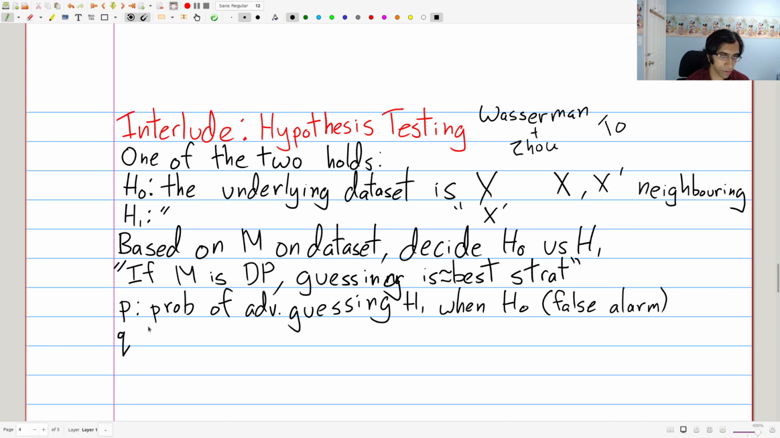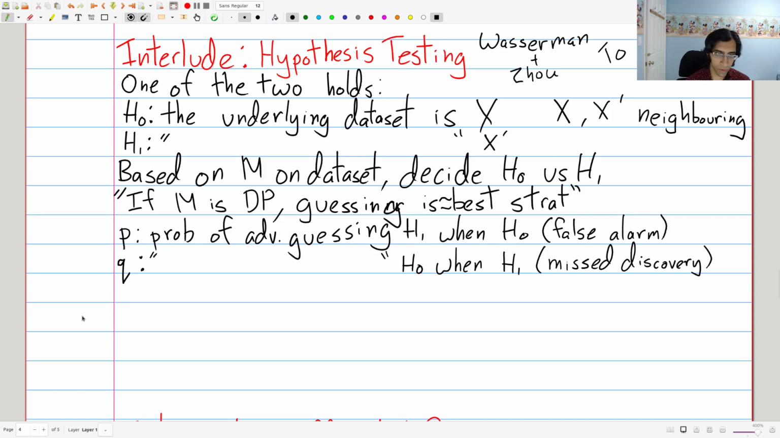And then suppose we also let Q be sort of the opposite. The probability of the adversary guessing H0 when H1. This is sometimes called a false negative or a misdiscovery also. Because you can imagine it should be something exciting happening because we're under H1, the alternate hypothesis. But we said it's H0, which is the null hypothesis. So we kind of missed this discovery, which is kind of a bummer sometimes.